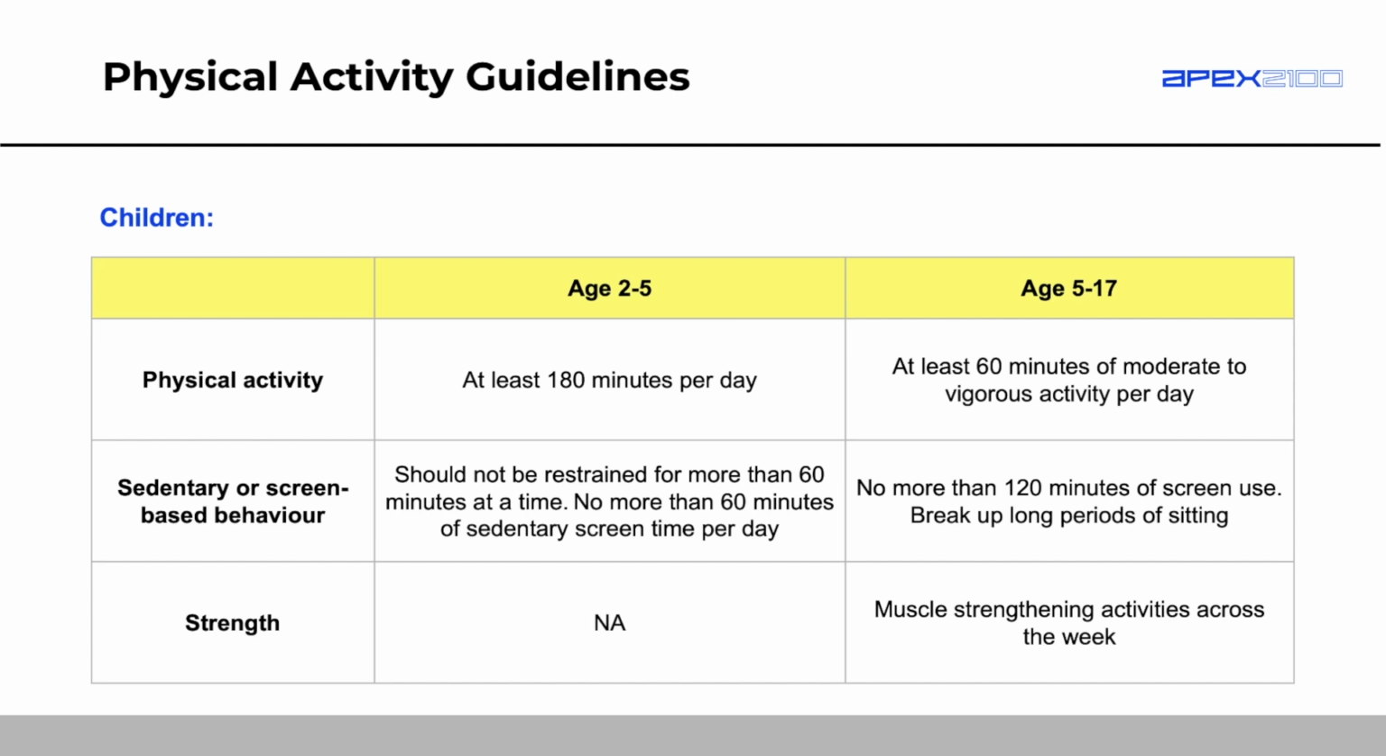For ages 5 to 17, for physical activity, we have at least 60 minutes of moderate to vigorous activity per day. We're going to talk more about what this moderate to vigorous means later on, but just for now, think of it as, okay, you're breathing pretty hard. It's not just like a leisurely walk. I'm talking more like a power walk up to running here. So 60 minutes per day.